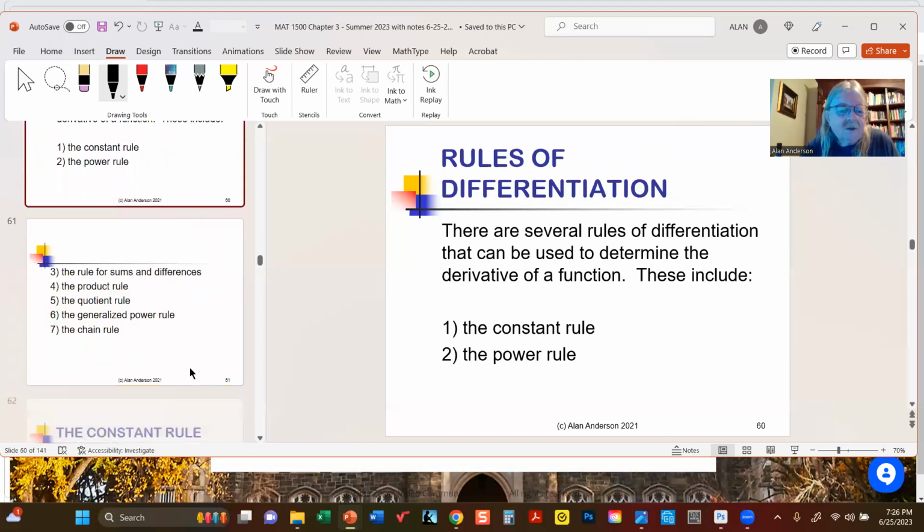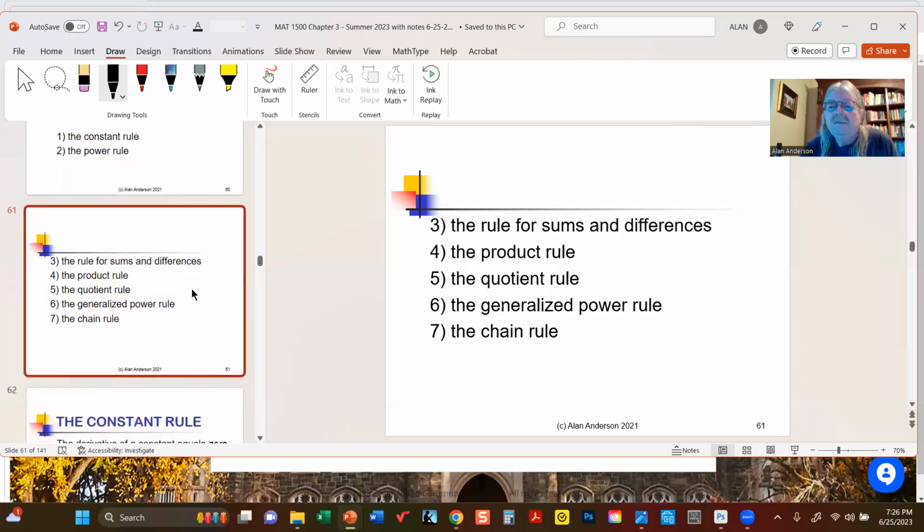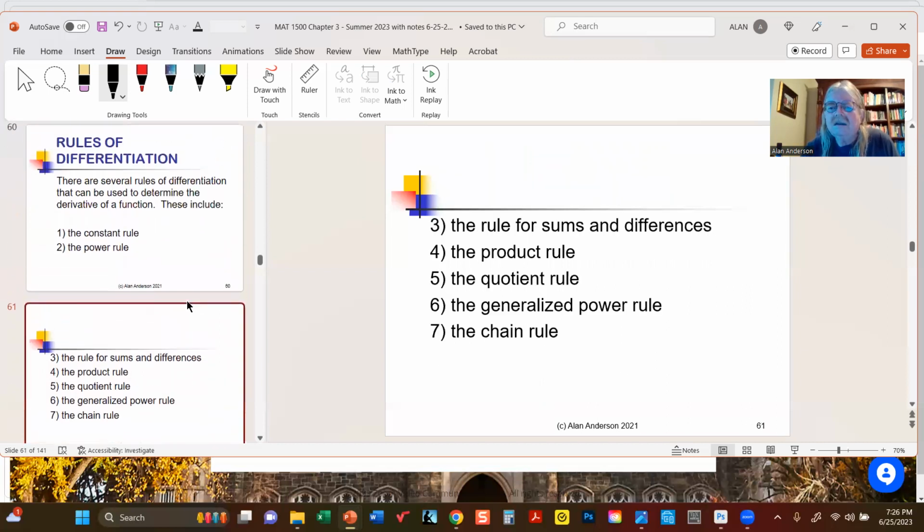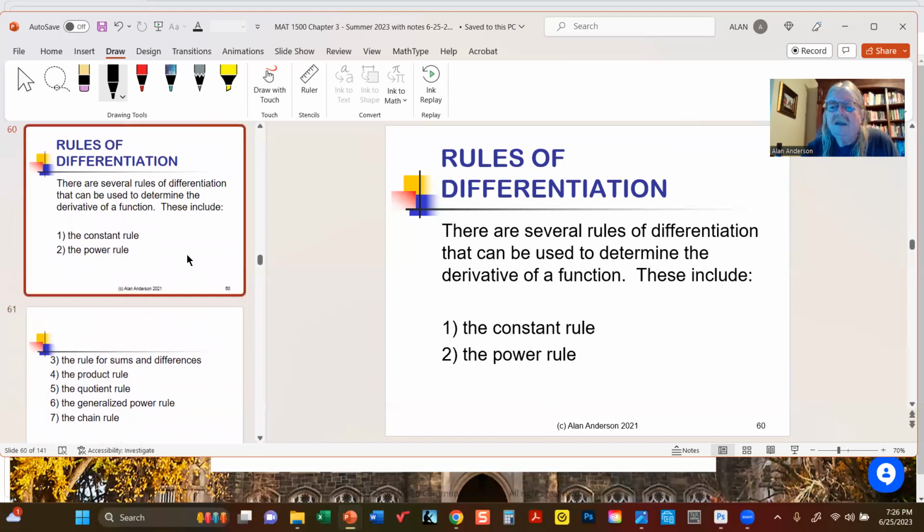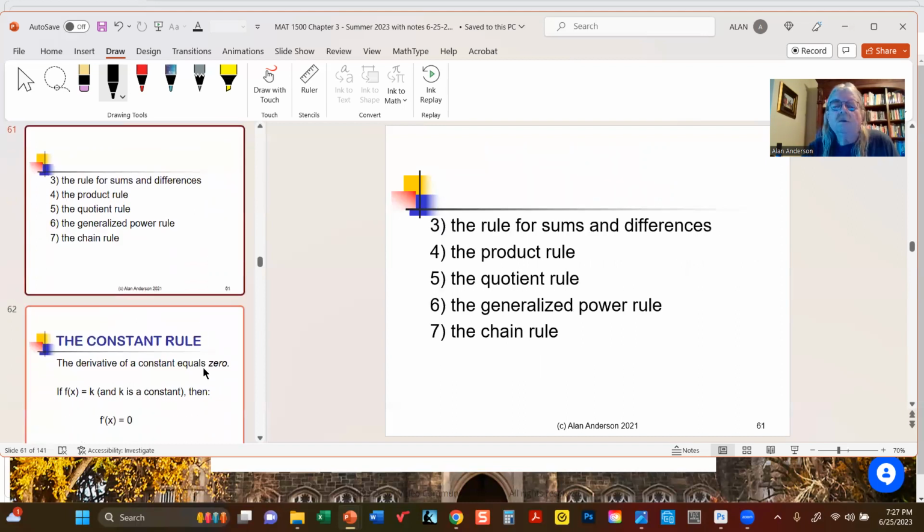And you can see, well, there's quite a few of them. But you'll see they make perfect sense. And so we have the following 7 rules that we need to be very familiar with. The so-called constant rule, the power rule, the rule for sums and differences, the product rule, the quotient rule, the generalized power rule, and finally, the chain rule, which will really help us with very complex situations.